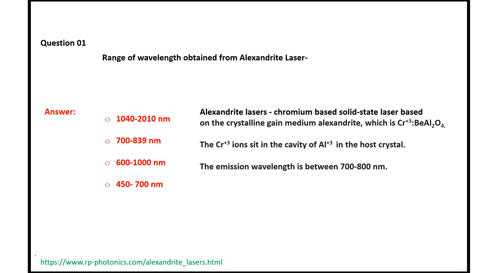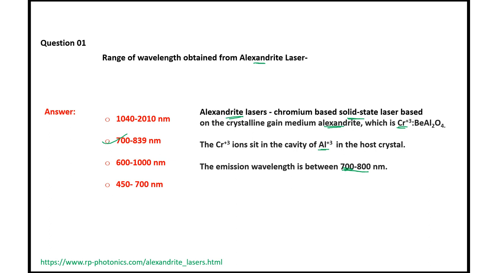First of all, the Alexandrite lasers are chromium based solid state lasers. Alexandrite is one of the naturally occurring gemstones, and it acts as the gain medium, while the compound is doped with chromium plus 3 ions. The chromium plus 3 ions reside in the cavity of aluminium plus 3 in the host crystal, and the emission wavelength for this crystal lies in the range of 700 to 800 nanometer.